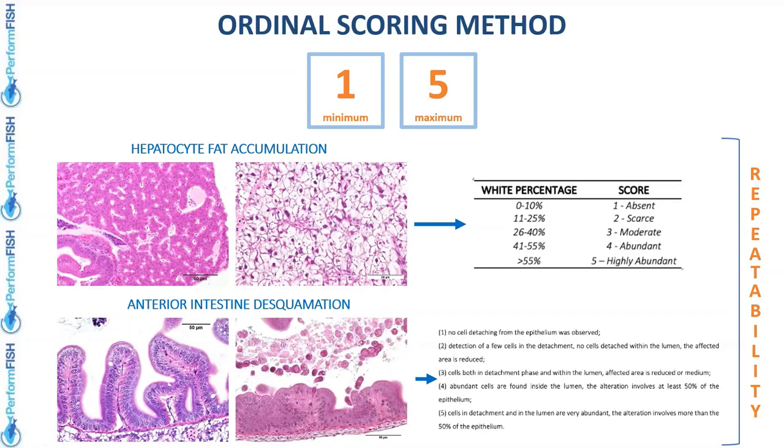For other descriptors, no quantitative ranges were determined, but precise descriptive criteria were established. For example, for the desquamation of the intestinal epithelium, for each score we had supplied a perfect description.